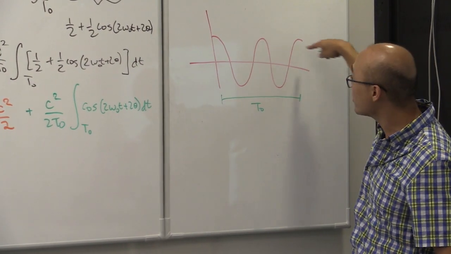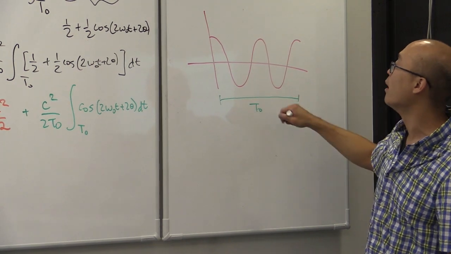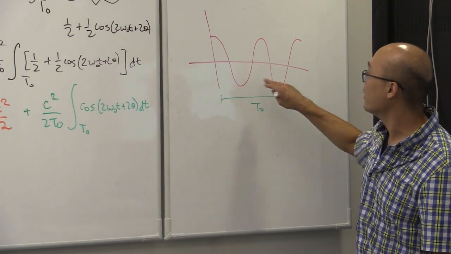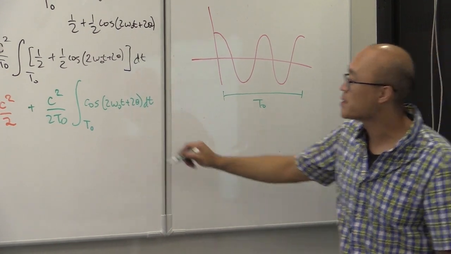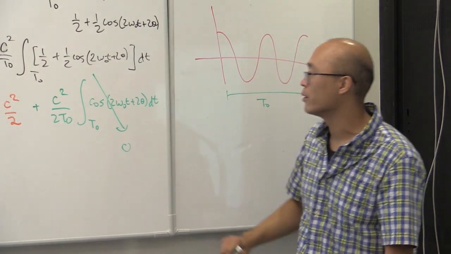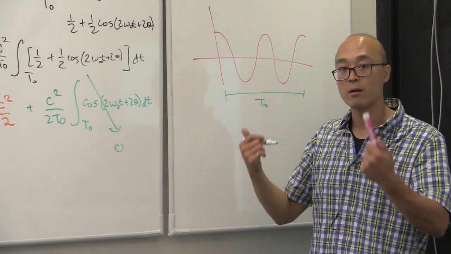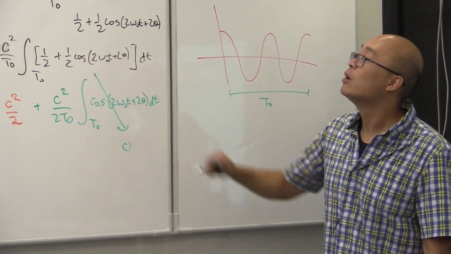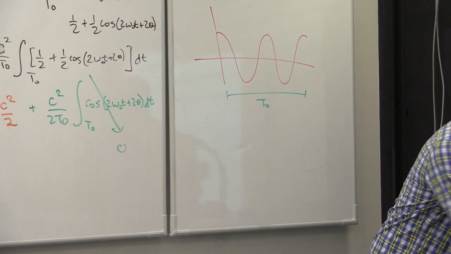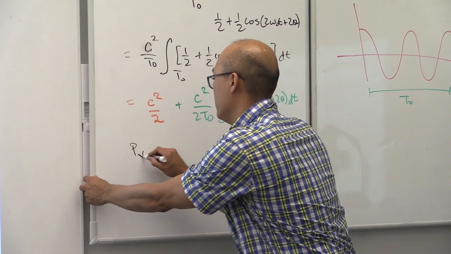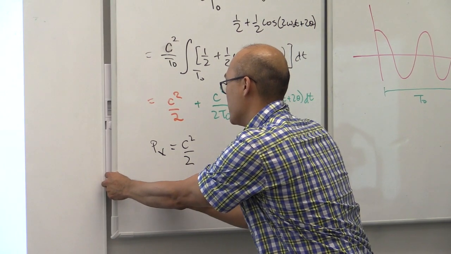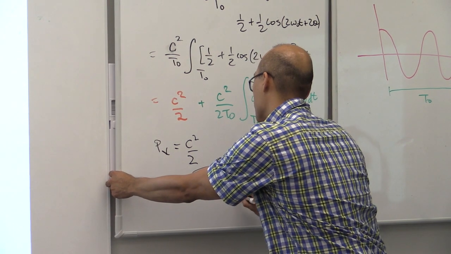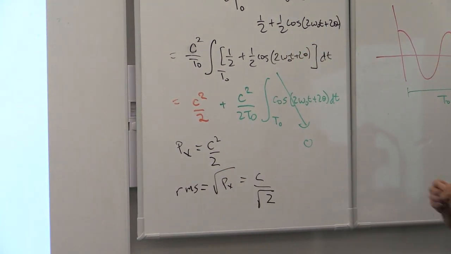The point being, though, if I integrate this cosine function over the period T naught, I'm going to have an equal amount of area under the curve that's positive and area that's negative. So in other words, this integral is going to integrate out to 0. In fact, any time you integrate a cosine function over a period or an integer multiple of the period, you get 0. So the power of my signal is simply going to be equal to c squared over 2. If I look at the root mean square value, it is the square root of P sub x, which is simply c over the square root of 2.